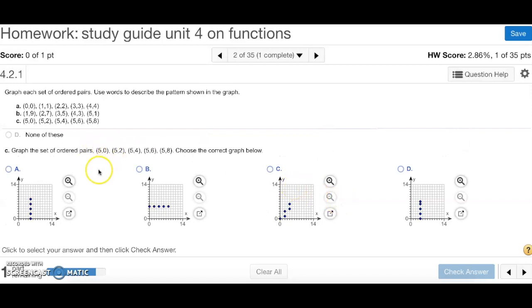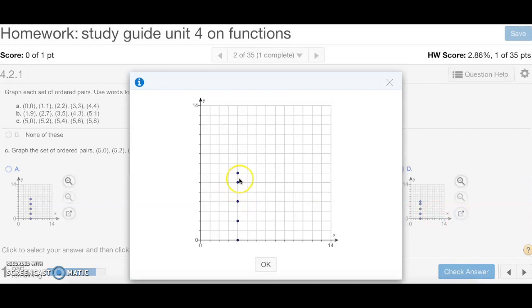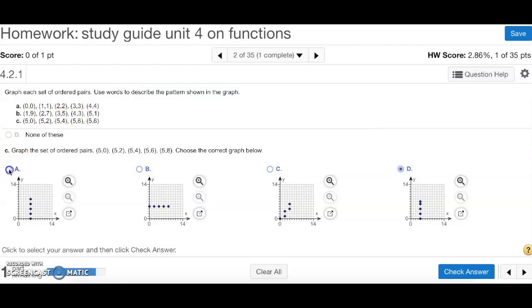The last set of coordinates, we see all the x's are the same, but the y's are increasing by 2. Now, when the x coordinates are the same, it is a vertical line. So that means it can't be B or C. Now, since it is increasing by the same amount each time, it can't be D because when we make this larger, they're not increasing by the same amount. So your answer is going to be A.